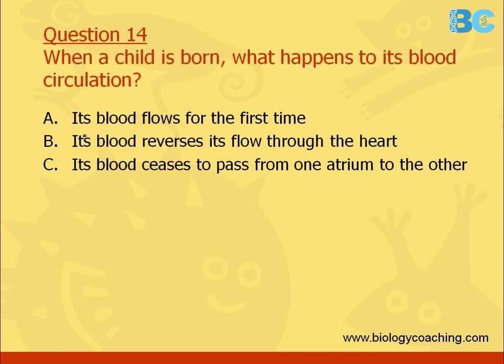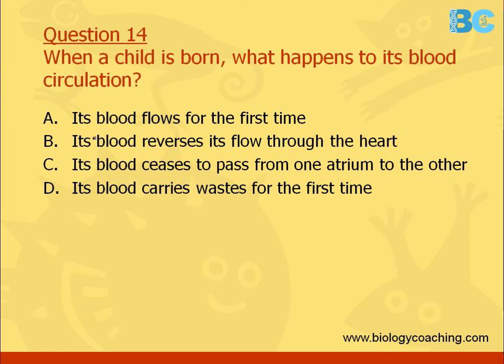Next question is, when a child is born, what happens to its blood circulation? And the options are, its blood flows for the first time, its blood reverses its flow through the heart, its blood ceases to pass from one atrium to the other, and the fourth option is, its blood carries waste for the first time. And the correct option is, its blood carries waste for the first time.